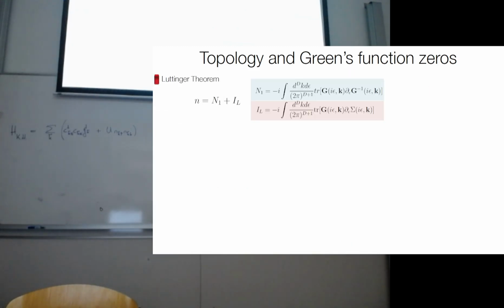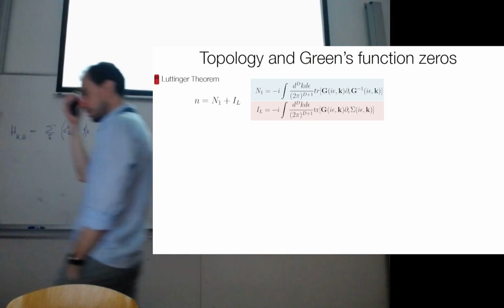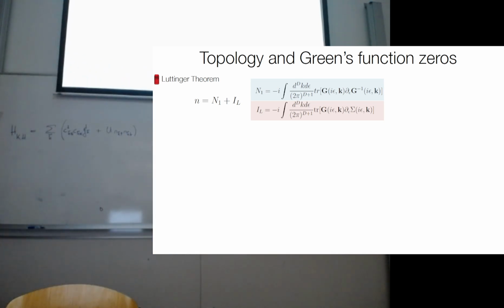Okay. Now, I want to go back to Luttinger's theorem and discuss with you maybe the more standard way of seeing Luttinger's theorem. So here, what you see here is the density. And the density is usually just the integral over the Green's function over, in this case, frequency in the imaginary time formalism. So this is the imaginary time formalism in this case. And over the full Brillouin zone. And then I've split this integral into two parts.